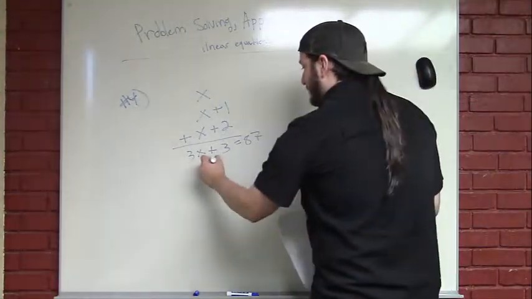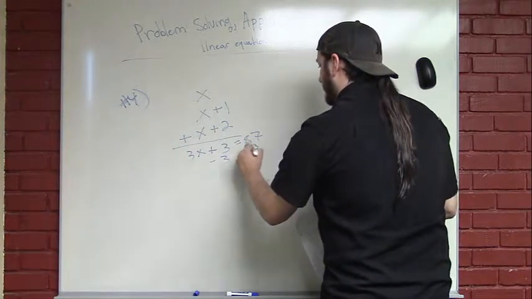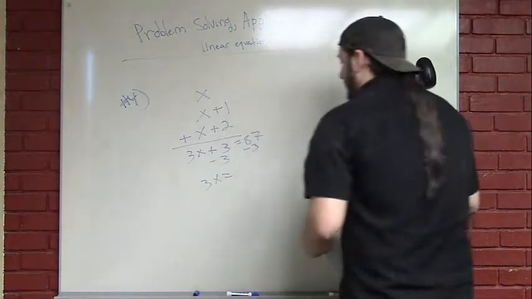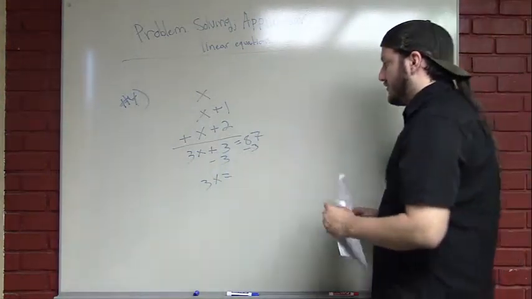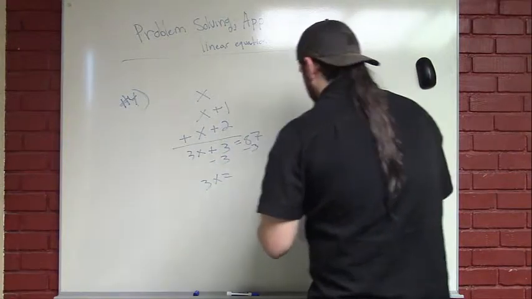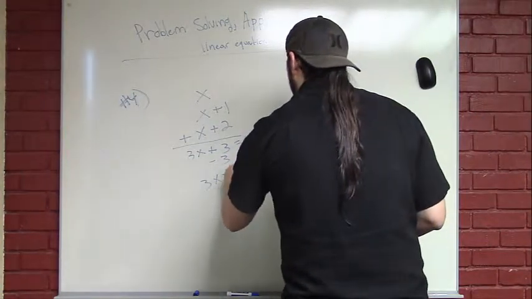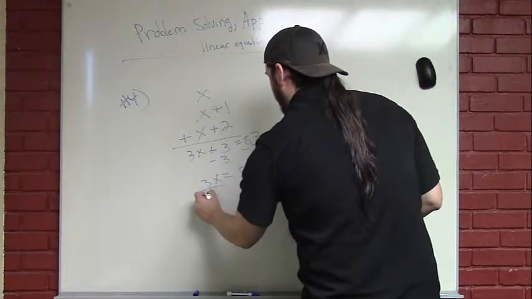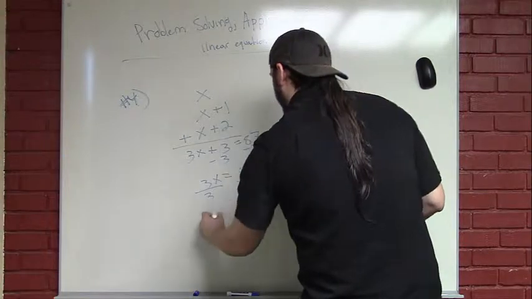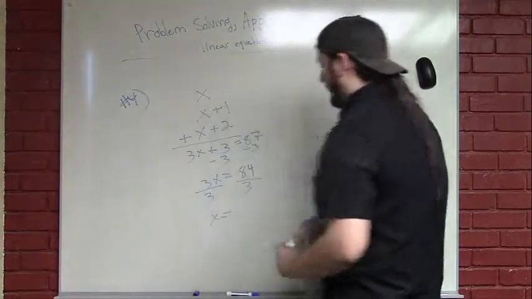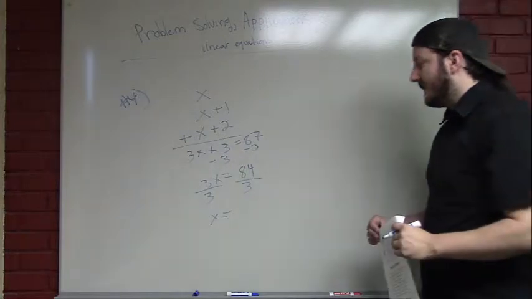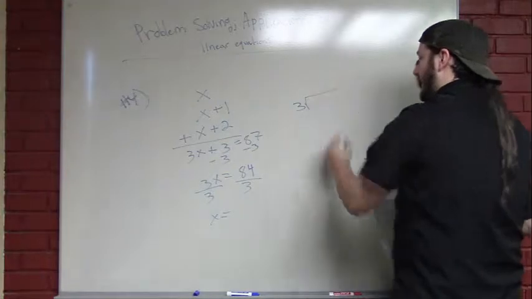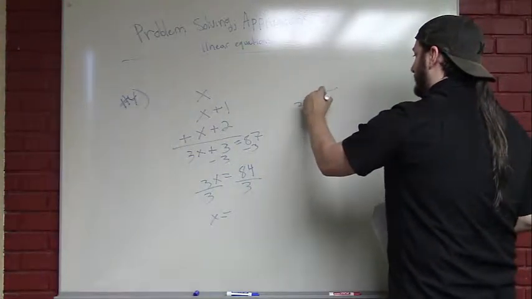So minus 3, 3x equals, what is that, 84? Then we have to divide both sides by 3. So x is going to equal, now how many times does 3 go into 84? If you can't do that in your head, just go over here and do it off to the side.